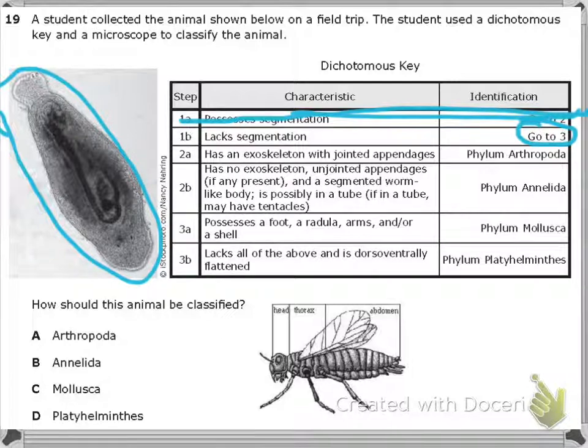Okay, so we'll eliminate that one, and we will follow the direction, and it says go directly to 3. So we're already on the bottom 2 right now. I do want to kind of quickly go over the two ones that we're going to bypass, and that is 2A and 2B, so phylum Arthropoda and phylum Annelid. So really, we can already eliminate A and B, right? So that's done. So we're already down to a 50-50 on this one.